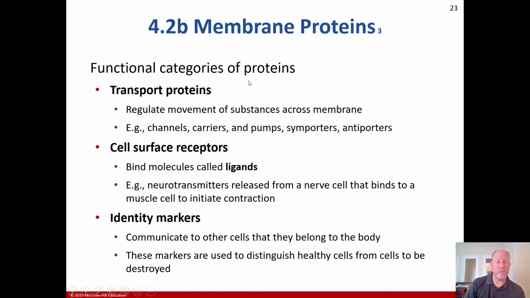As far as the categories of proteins, transport proteins regulate the movement of substances across the membrane, as the name would suggest. They provide channels, carriers, and pumps, symporters and antiporters. We'll talk a lot about this in a later section of the same chapter. Cell surface receptors bind molecules called ligands. Neurotransmitters are released from a nerve cell and bind to a muscle cell to initiate contraction. That's significant. We'll come back to that too. Identity markers communicate to other cells that they belong to the body. Those markers are used to distinguish healthy cells from cells that need to be destroyed.